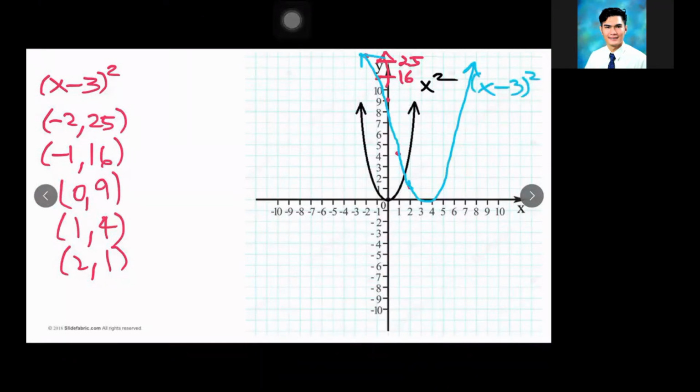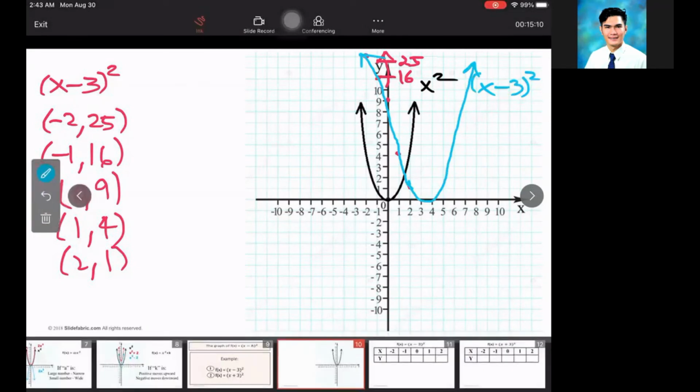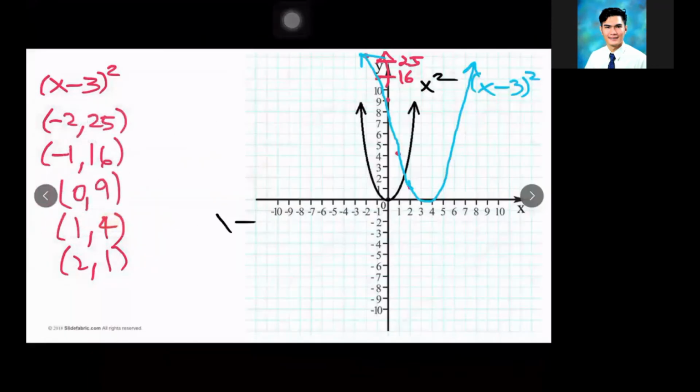What have you observed on the blue graph? Compared to our original black graph, what are the changes? What is your opinion? What happened in our graph after subtracting 3 from x? That's good. As you observe, we have x minus 3, squared, where originally we have x minus h, squared, where the negative sign is a part of the formula.